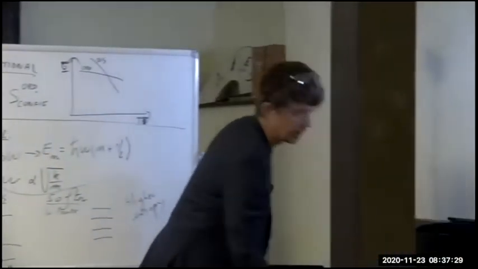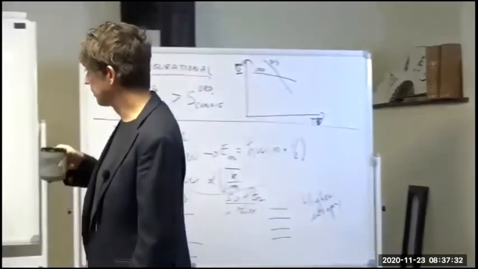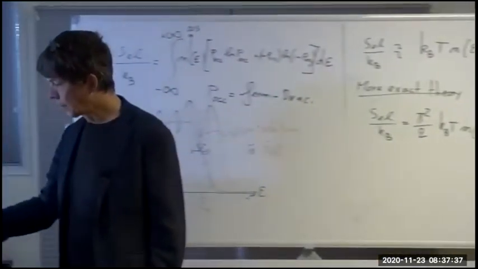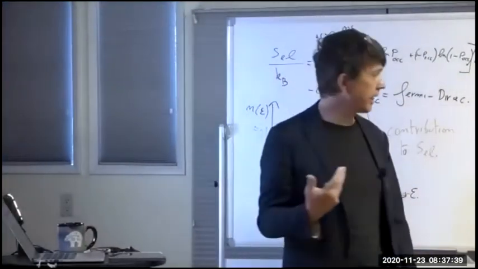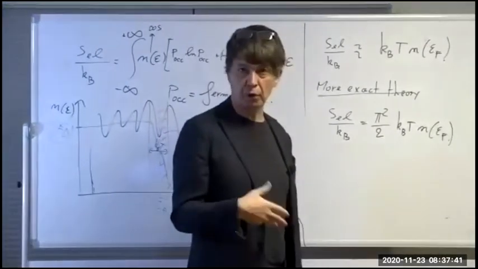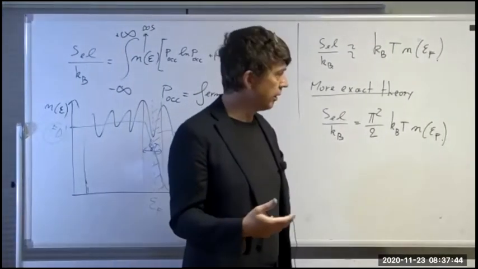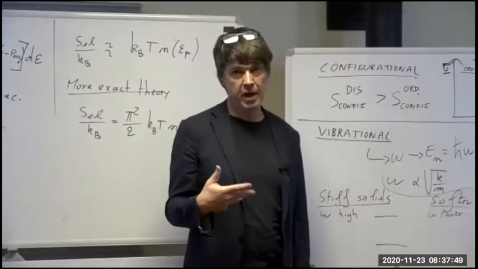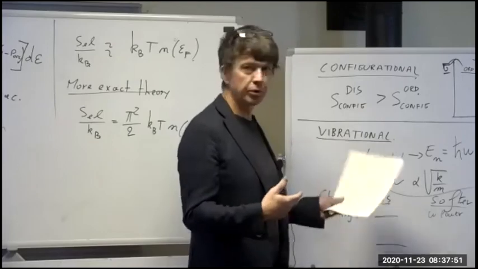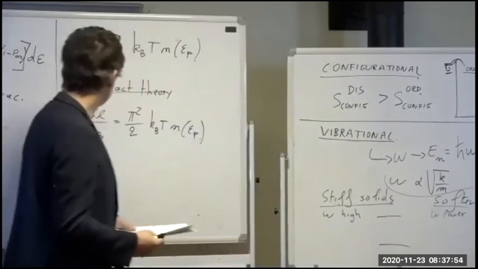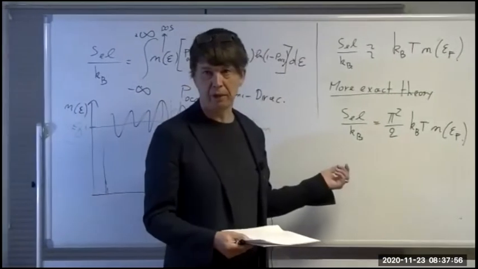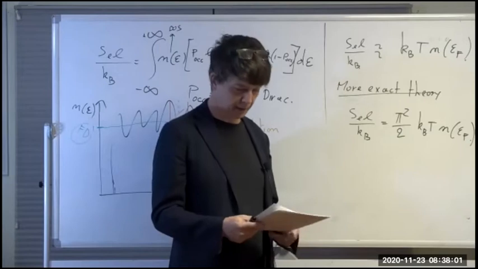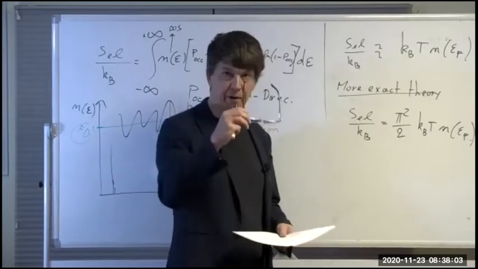So why is electronic entropy often neglected? It's because whereas for other entropy contributions, all the atoms participate, right? If you do vibrations, all atoms participate in creating vibrational entropy. The same with configurational. For electrons, that's not true. Only the ones that occupy states near the Fermi level participate in the electronic entropy. And that's actually a very small fraction.